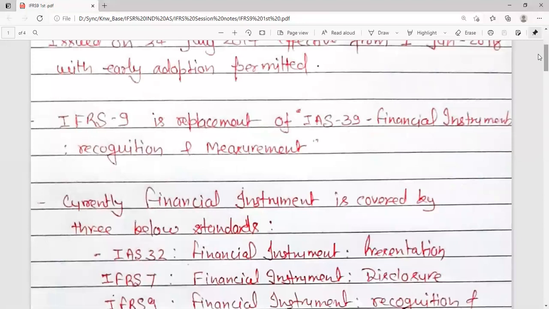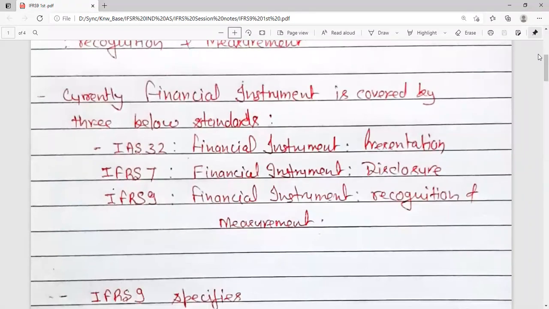And this was the replacement of IAS 39, which was also covering the same part, recognition and measurement, but there were many exceptions, and there were some typical topics in IAS 39 that were confusing. So the IASB decided to come with a whole new standard. So they replaced IAS 39 with IFRS 9.